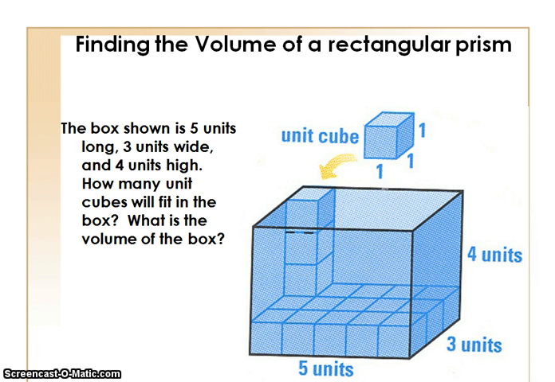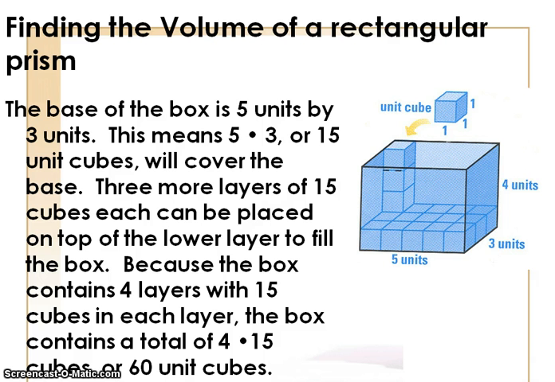If you had a rectangular prism like this, and it was 5 units long, 3 units wide, and 4 units high, and we wanted to know how many of these little unit cubes, one by one by one, will fit in the box, and what the volume of the box is. If we look at it, you can see that the base of the box is 5 units by 3 units. That would mean that we would have down here 5 times 3, or 15 cubes.